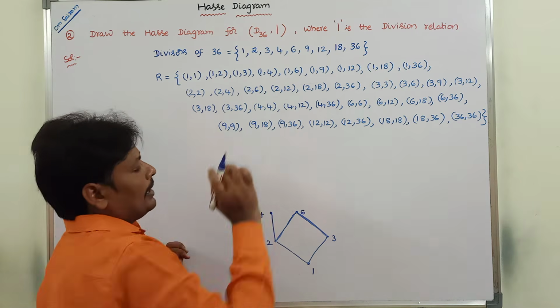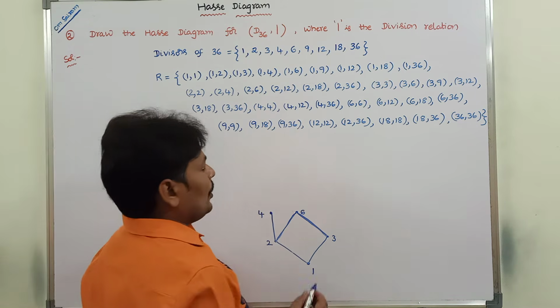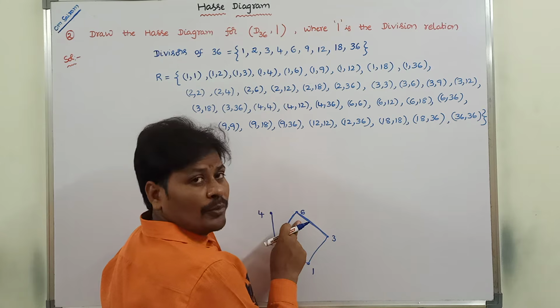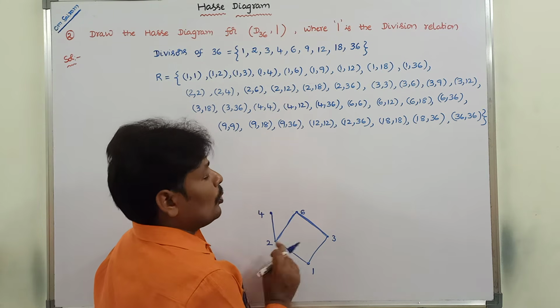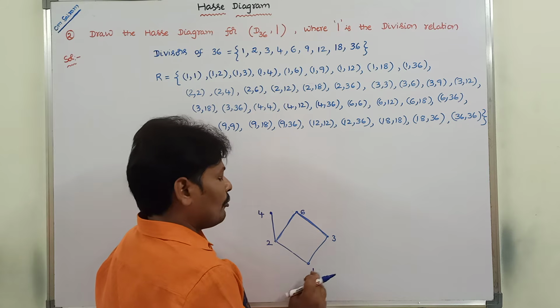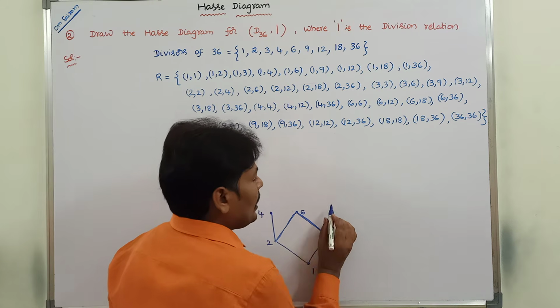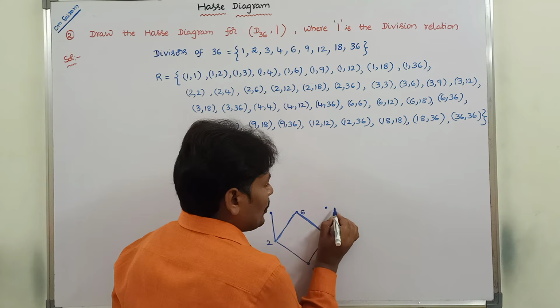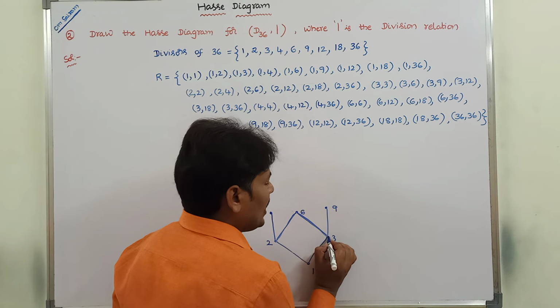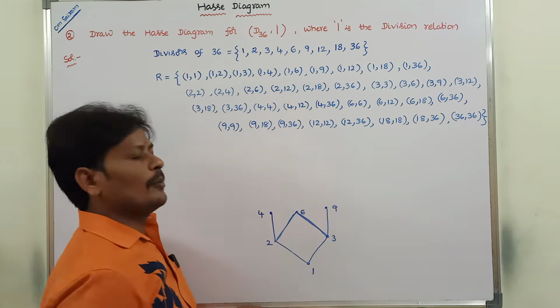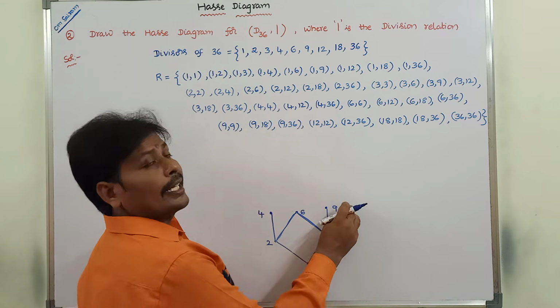Next element is 9. Does 6 divide 9? No. Does 4 divide 9? No. Does 2 divide 9? No. Does 3 divide 9? Yes. Does 1 divide 9? Yes. So we have to draw the vertex 9 and we have to draw the edge between 3 and 9, because 3 divides 9.